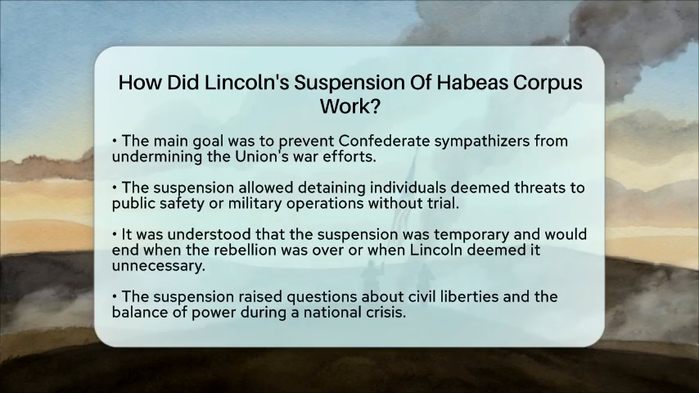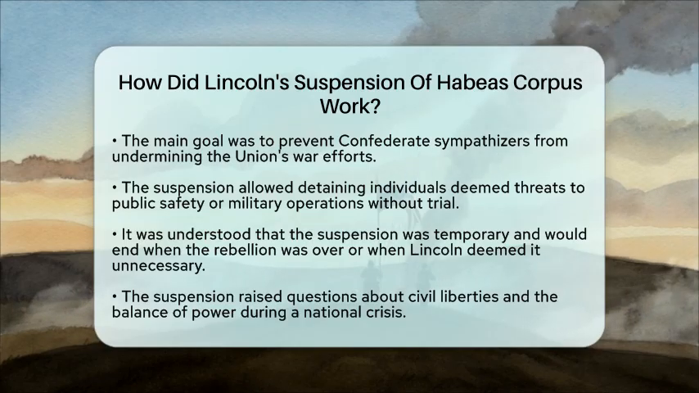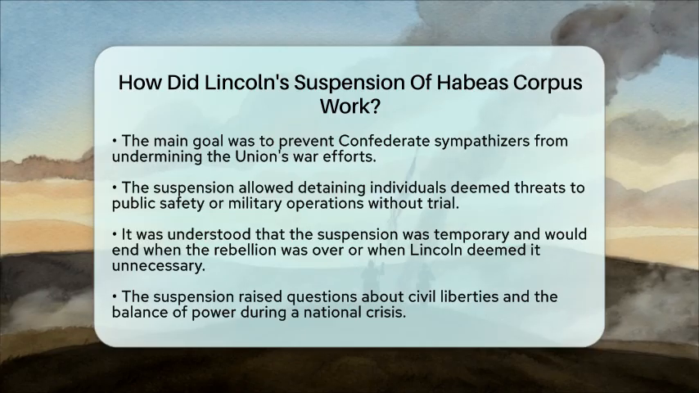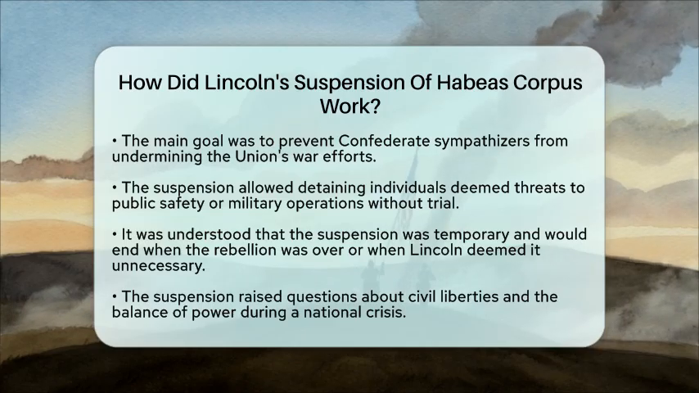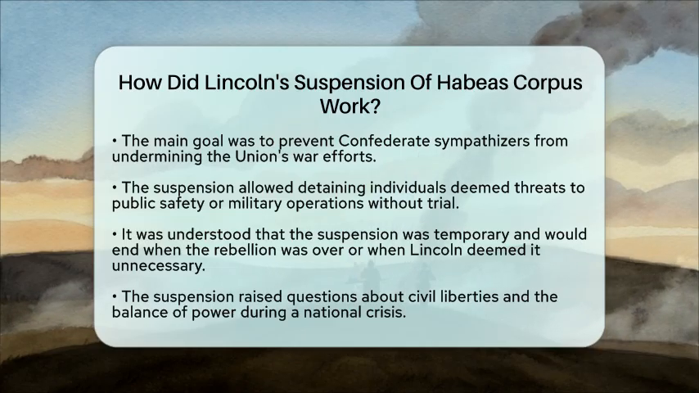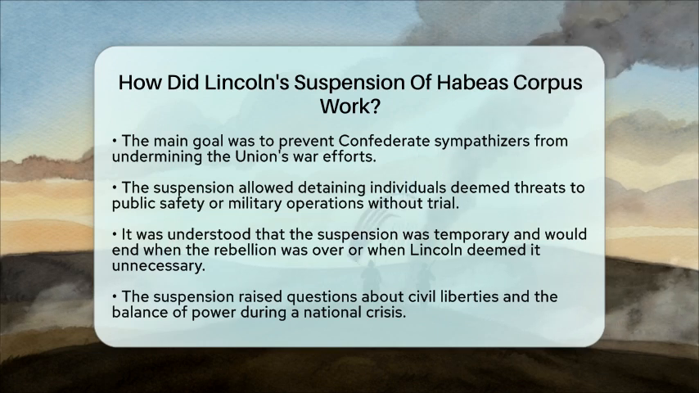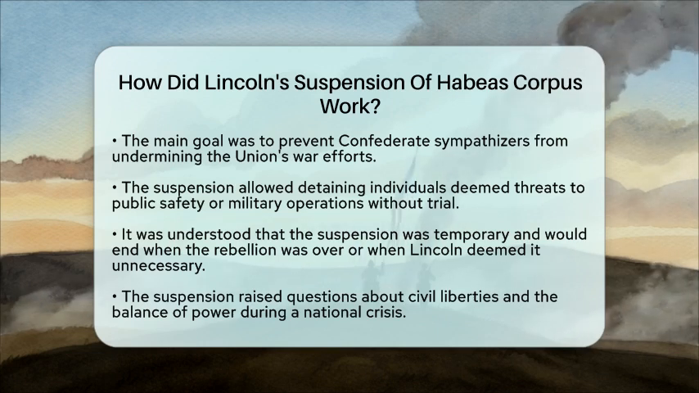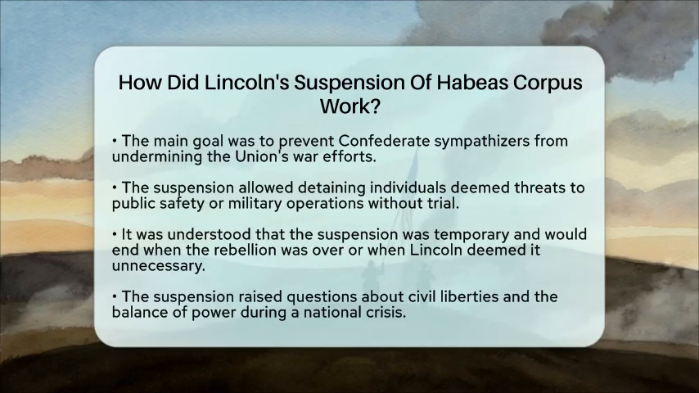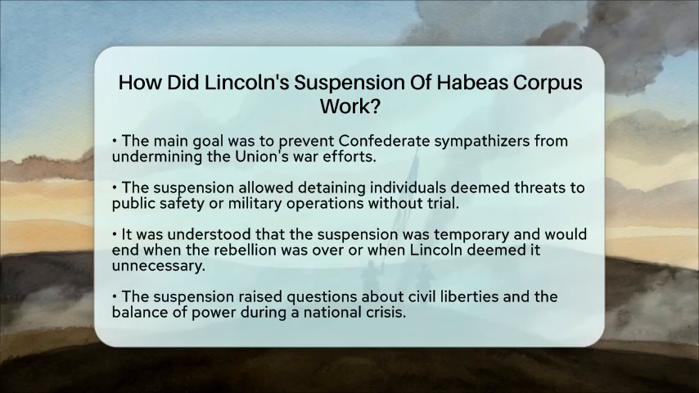In essence, Lincoln's suspension of habeas corpus worked by temporarily removing the right of detainees to challenge their imprisonment in court. This enabled military authorities to arrest and hold suspected enemies of the Union without immediate judicial oversight. While this measure was seen as necessary during wartime, it raised important questions about civil liberties and the balance of power during a national crisis.